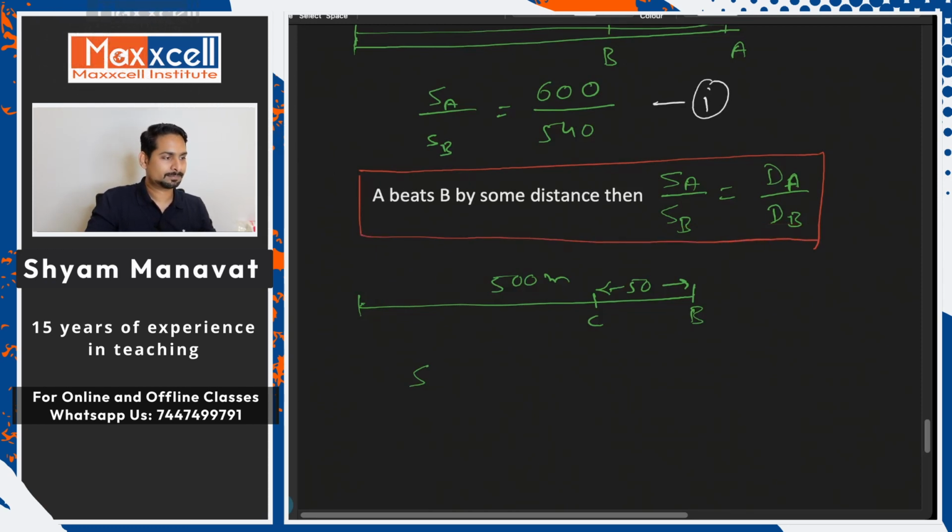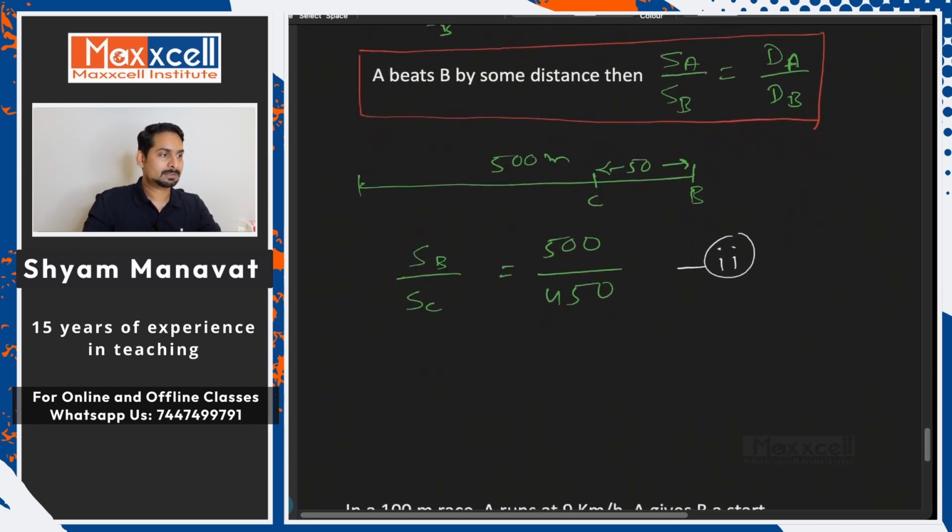So we will say speed of A by speed of B by speed of C is going to be the distance covered by B, which is 500, because B is at the finish line. So B completes the race, where C is 50 meters behind. So 450, right? Let me call this equation number 2.